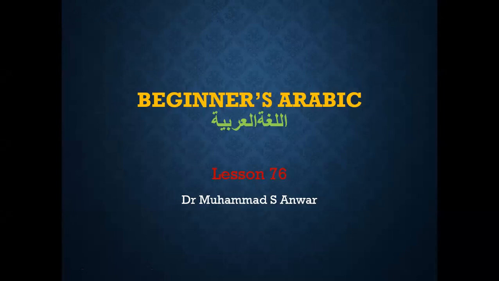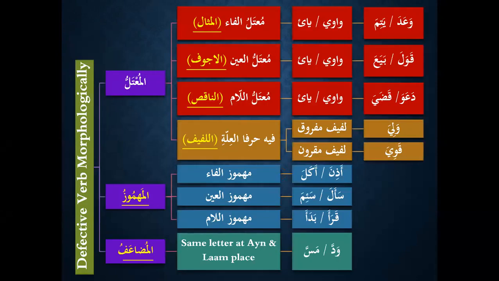So we have been going through the verb and its types, specifically looking at the defective verbs. So we have mu'tal, we have mahmuz, and muda'af. If there was a harf illa at fa position, we call it mithal, like wa'ada. At ayn position, the middle one, we call it ajwaf. At the end, lam position, we call it naqis. Remember that as MAN: mithal, ajwaf, naqis.